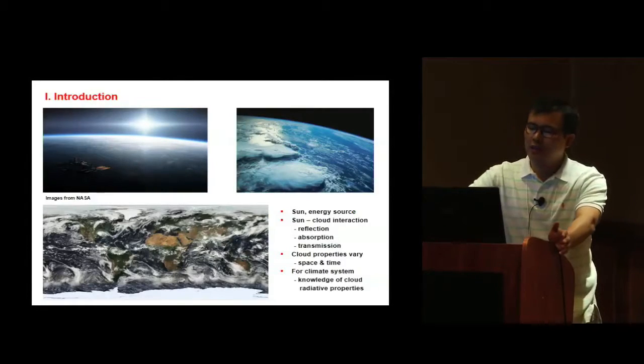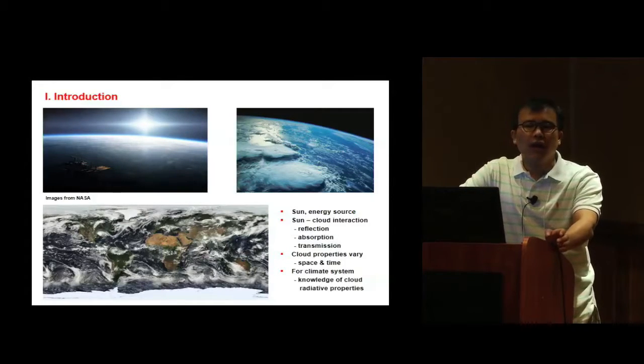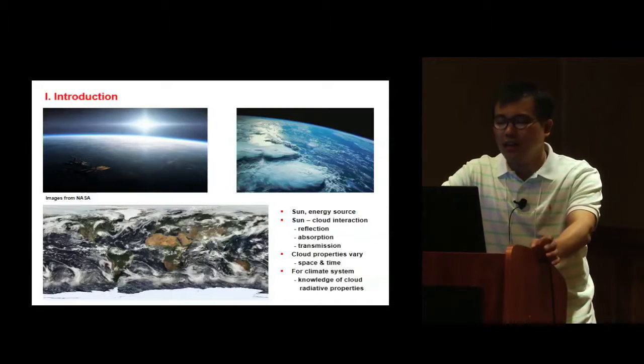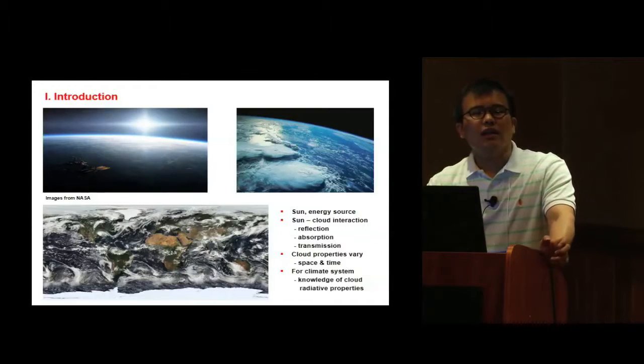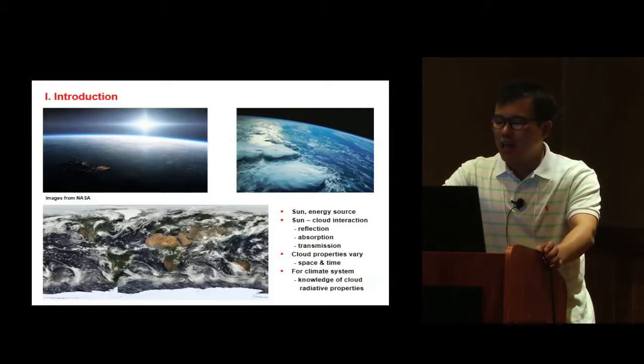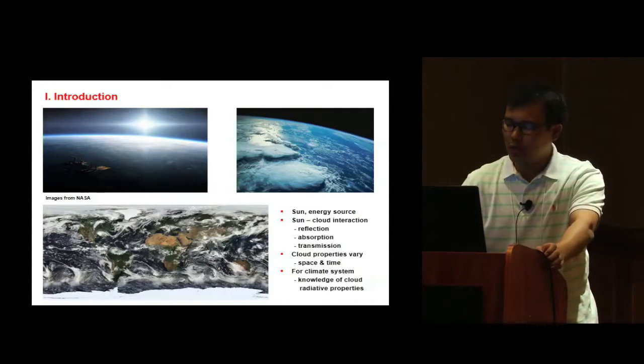First, the sun is our only energy source, and it interacts with clouds. Clouds show lots of temporal and spatial variability. To understand the climate system, we should know the radiative properties of clouds.